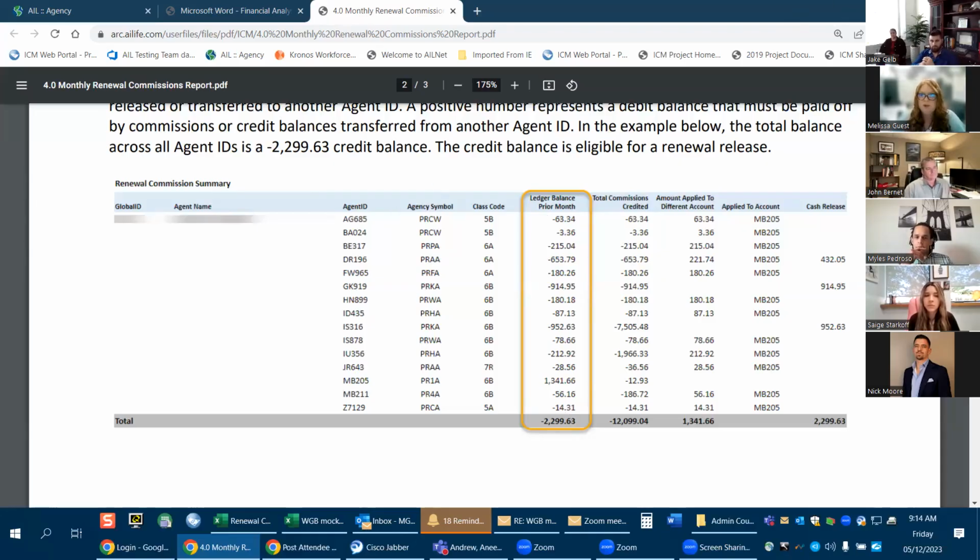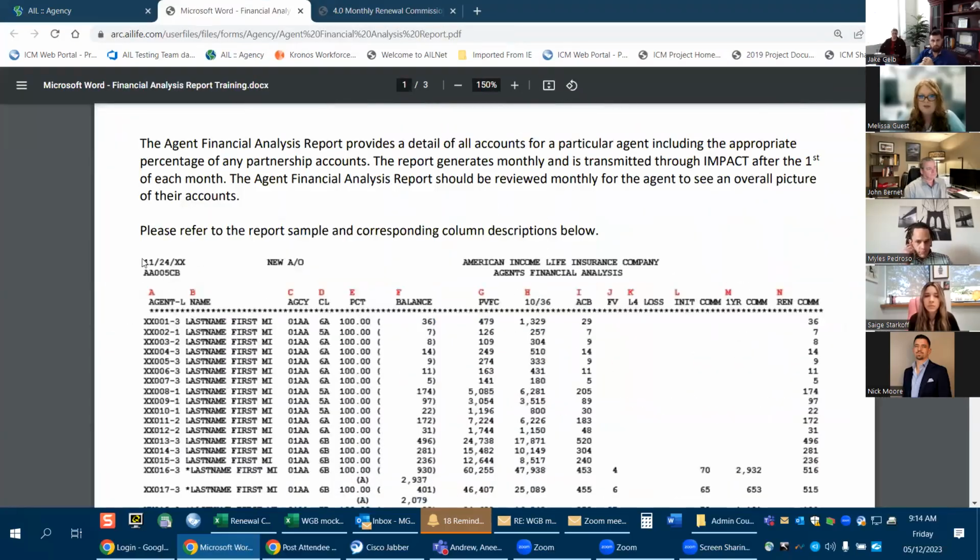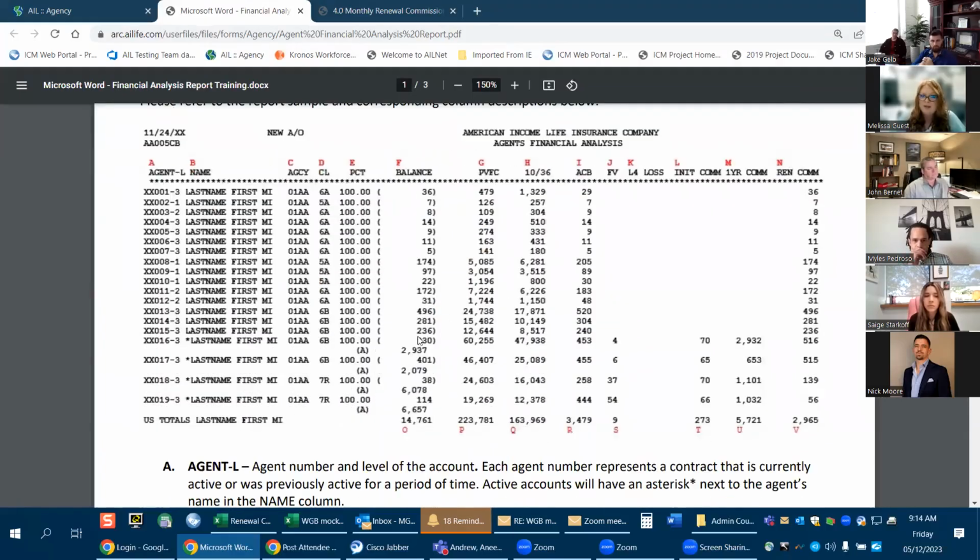And whenever you look at the financial analysis report for the same period, you'd be able to match, like, this would be an April 24th date that you would match. And all of the same balances and the same commission amounts are going to be listed in both places, the financial analysis report and the renewal commission report in ICM.